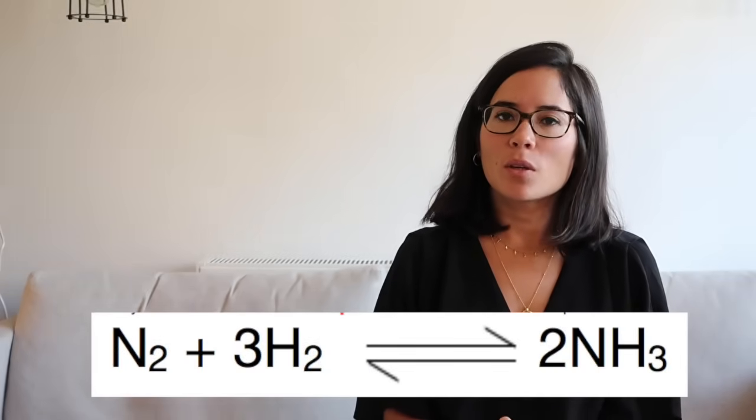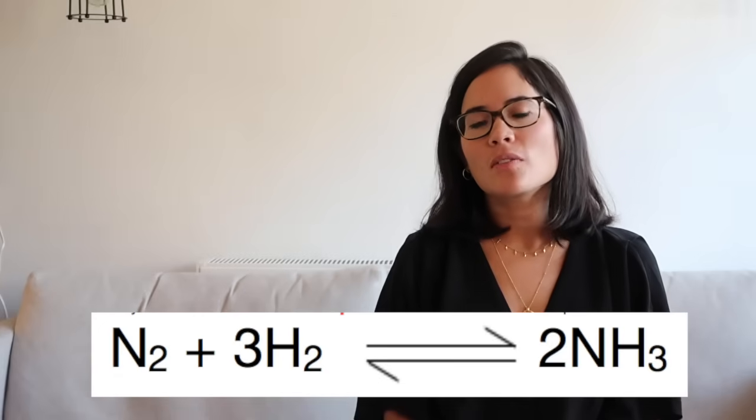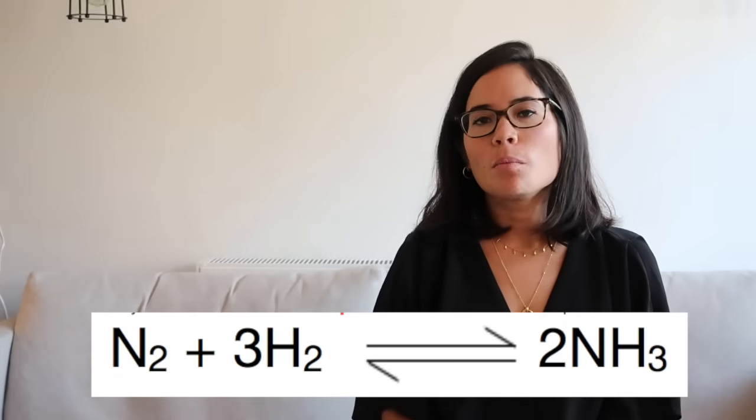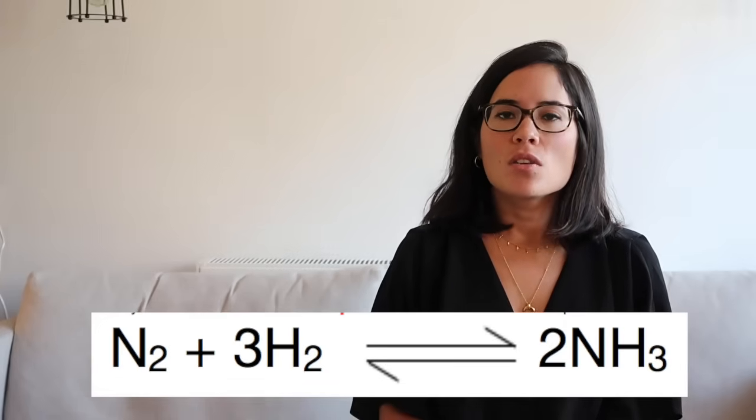Looking at the pressure now, if we count the number of moles of gas by looking at the balanced symbol equation, you can see that there are 4 moles of gas on the left hand side and 2 moles of gas on the right hand side. So in order to increase the yield of ammonia, we need to increase the pressure, because remember, increased pressure will favour the side with fewer moles of gas. Therefore, the position of equilibrium will shift to the right, meaning that more ammonia is made.